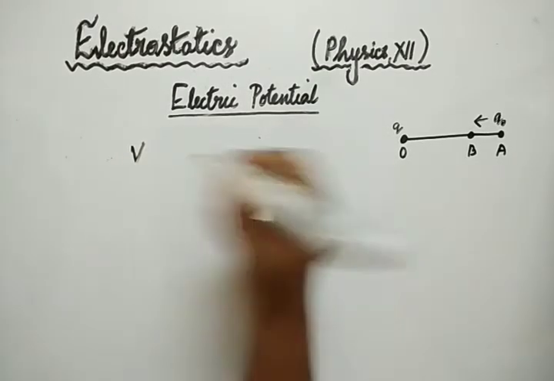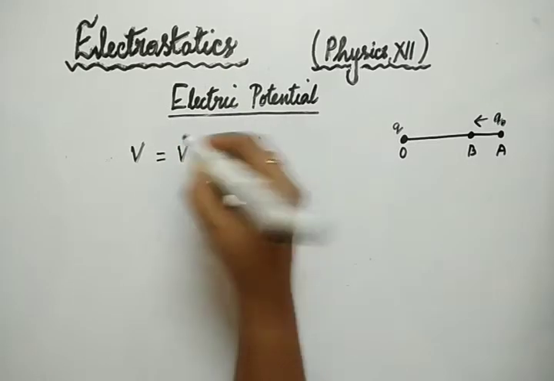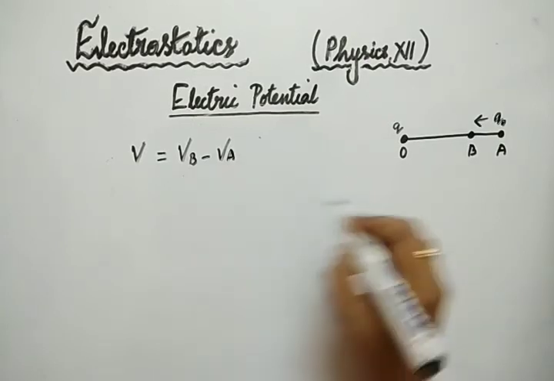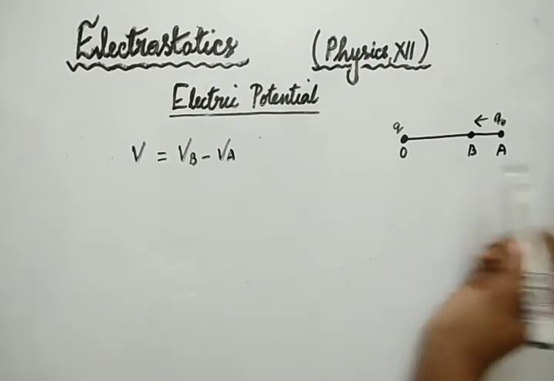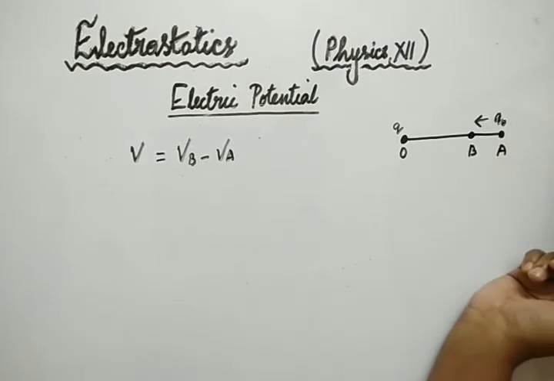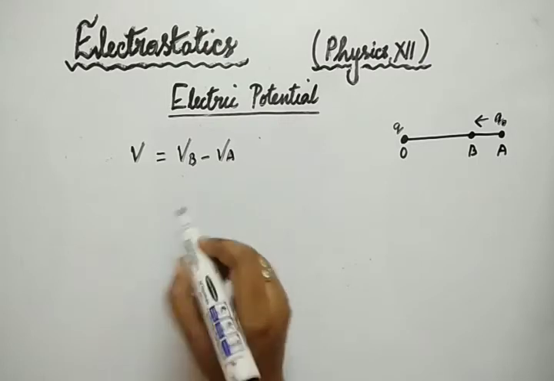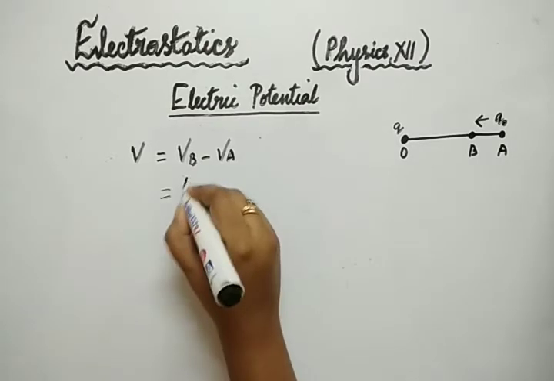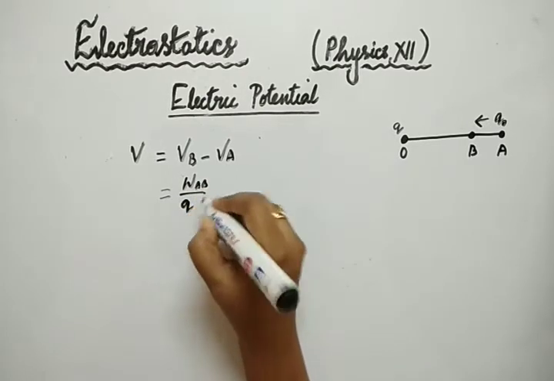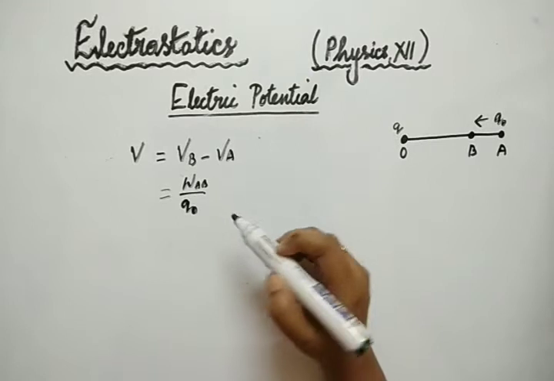That is, we can write it in this way. Potential difference between any two points can be written as V, or we can write it as VB minus VA. Why VB minus VA? Because suppose you are taking a unit positive charge from point A to B, then what will be your potential difference? It will be VB minus VA, and that will be equal to the work done by the charge you are transferring from one point to another.